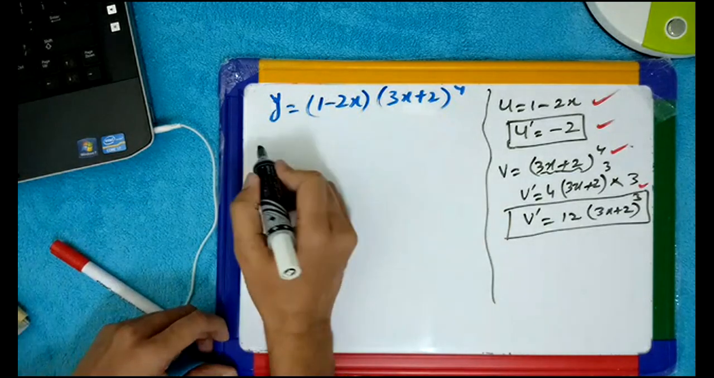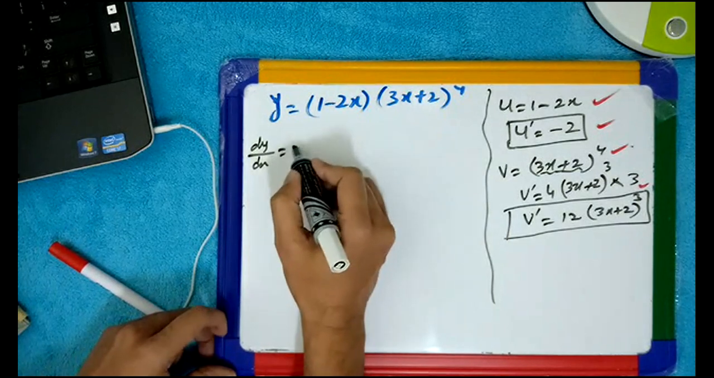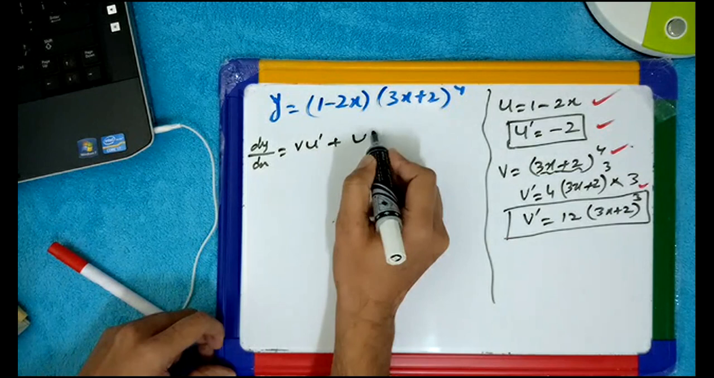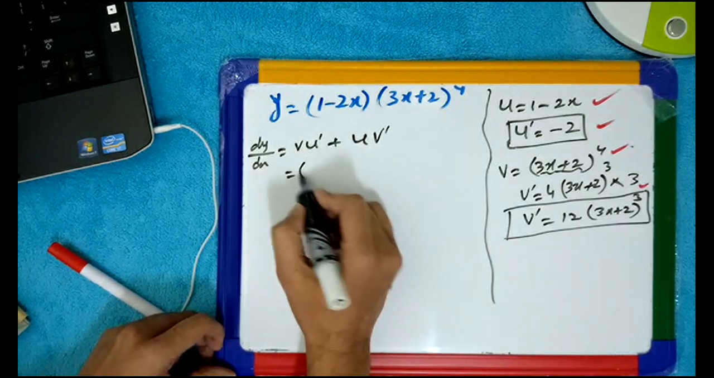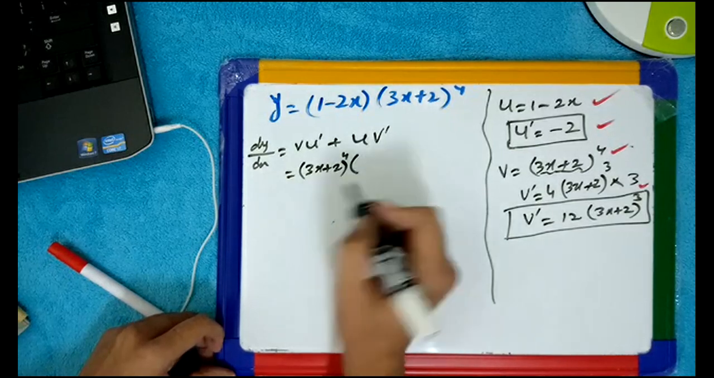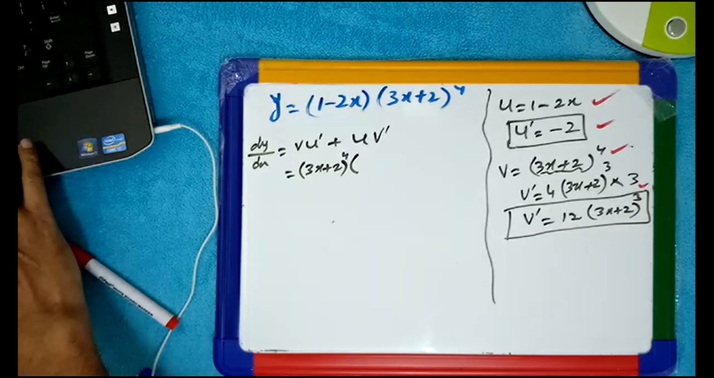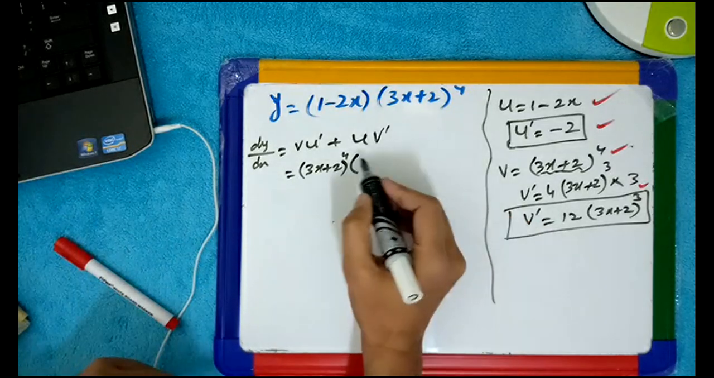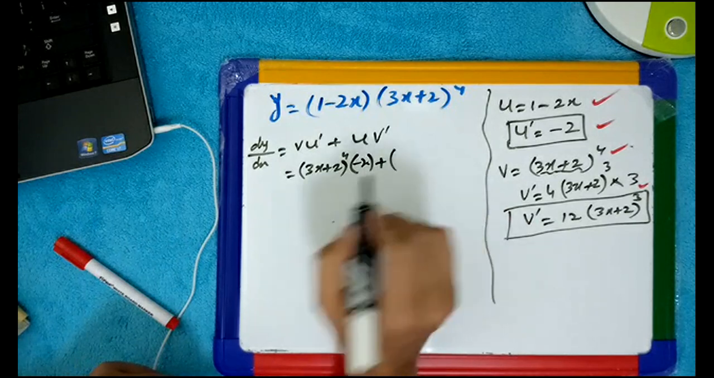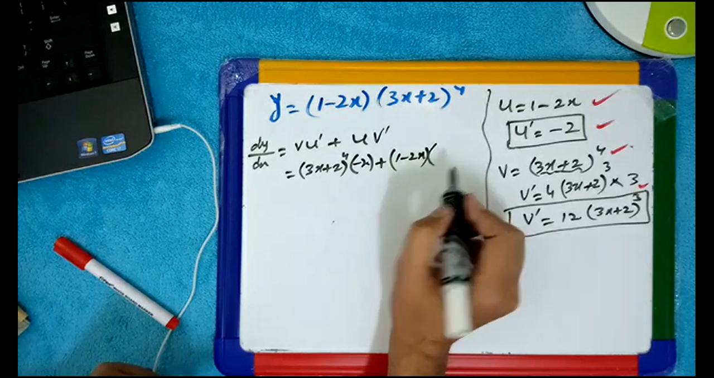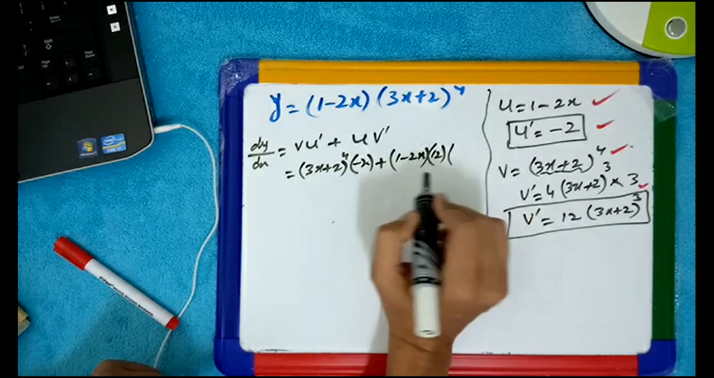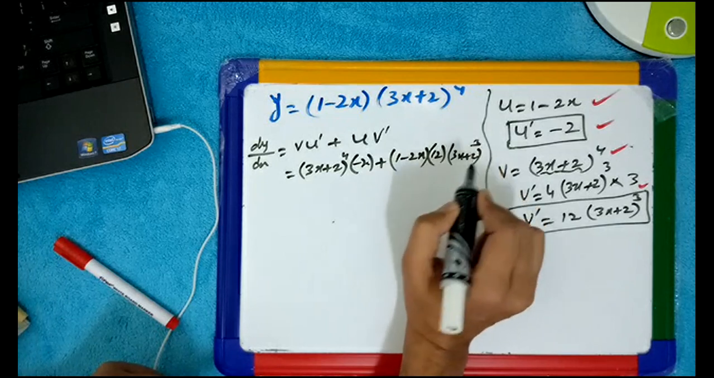So the formula is dy/dx. The formula is what? v u' + u v'. So v is basically (3x + 2)^4, and u' was what? u' was minus 2. Yes, u' was minus 2. So I will use that one, minus 2. And then plus u is what? u is 1 minus 2x. Excellent. 1 minus 2x, and v' is what? 12 (3x + 2)^3. Finally, we have done this one, right?